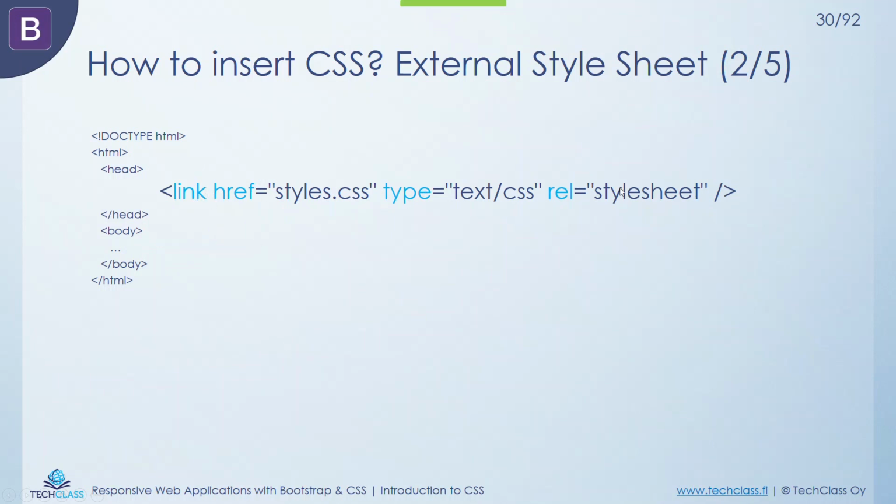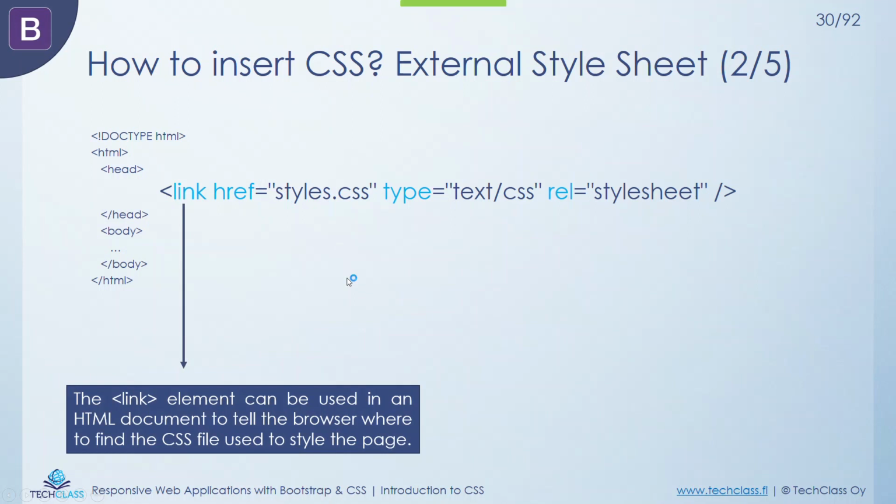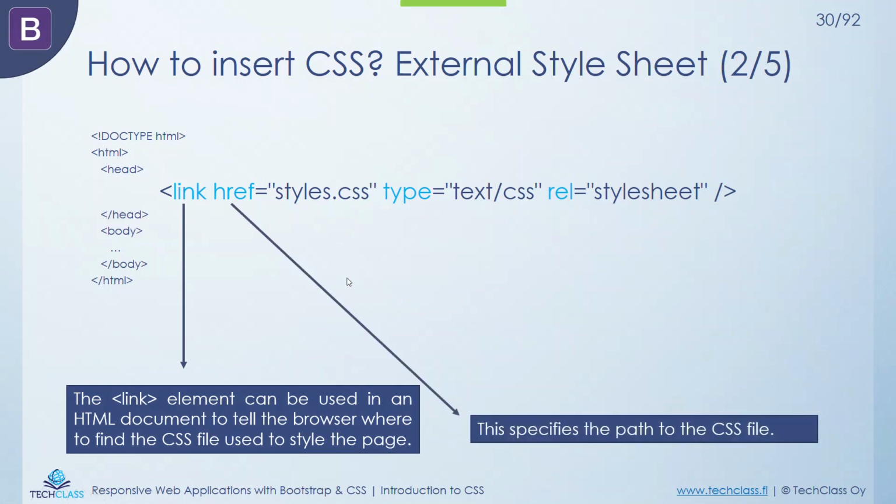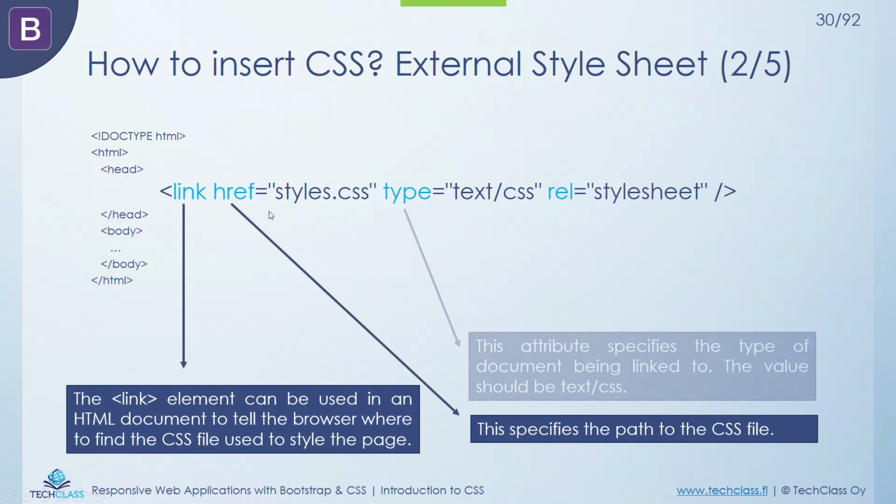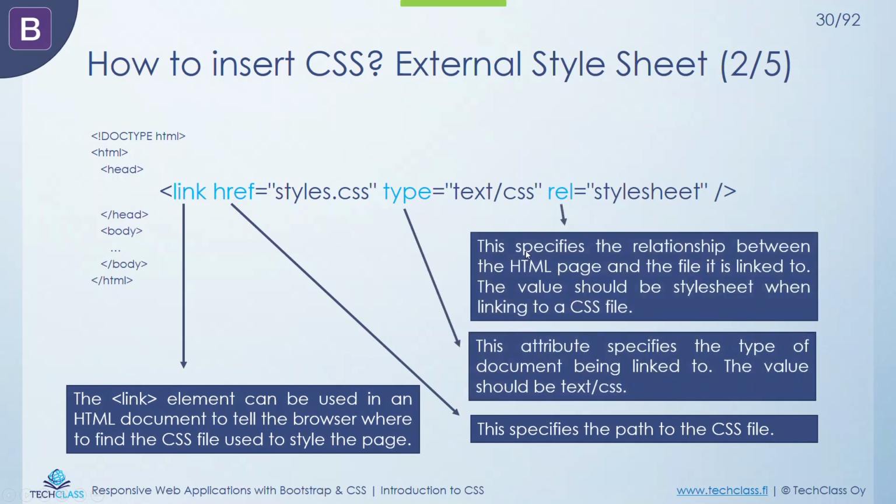So you need to follow the exact format of this example here, and your file name is also important. You probably need to clean up and put the style files inside of a certain folder like styles or CSS, so make sure to properly point to the file. Here we have the link element. Then we are defining the path, the type, and the relationship between the HTML page and the file.